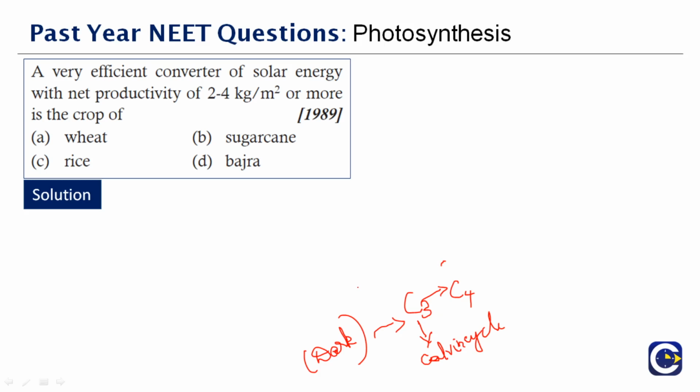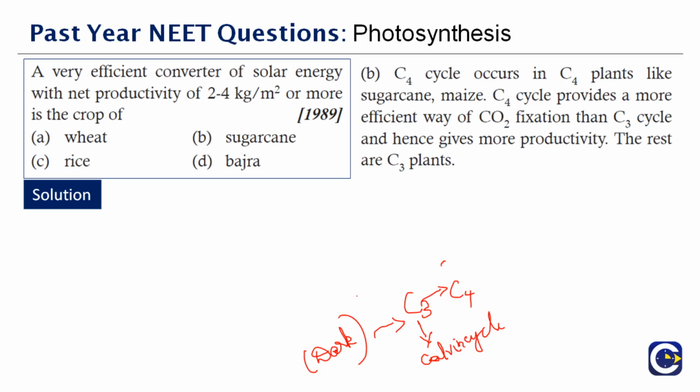In the given options, wheat, rice, bajra are all C3 plants. This efficiency is seen in C4 plants. Always remember this. The correct answer to this question is option B, sugarcane. Hence more productivity. The rest are C3 plants. That is what they have mentioned here, and whatever I've told is only seen in the solution part.